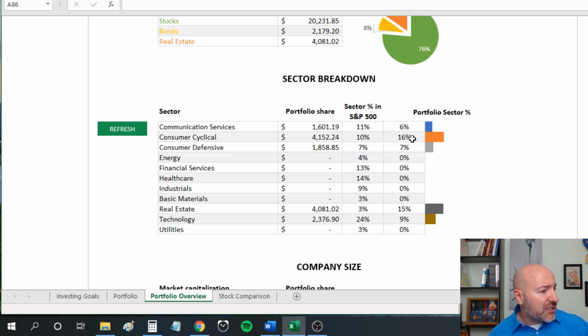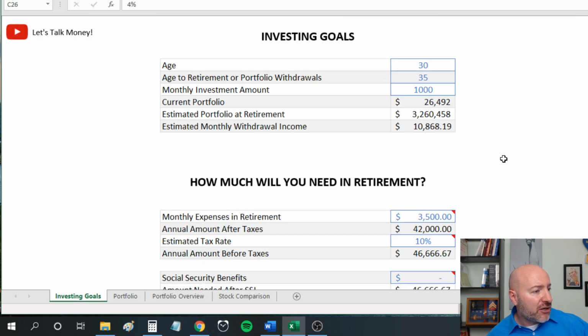But he's got 16% in consumer cyclical stocks against 10% that's in the S&P 500. He's got 9% in technology. So just something to think about as far as what sectors he's got exposure to, and maybe where he can increase his exposure. Last, investing goals.